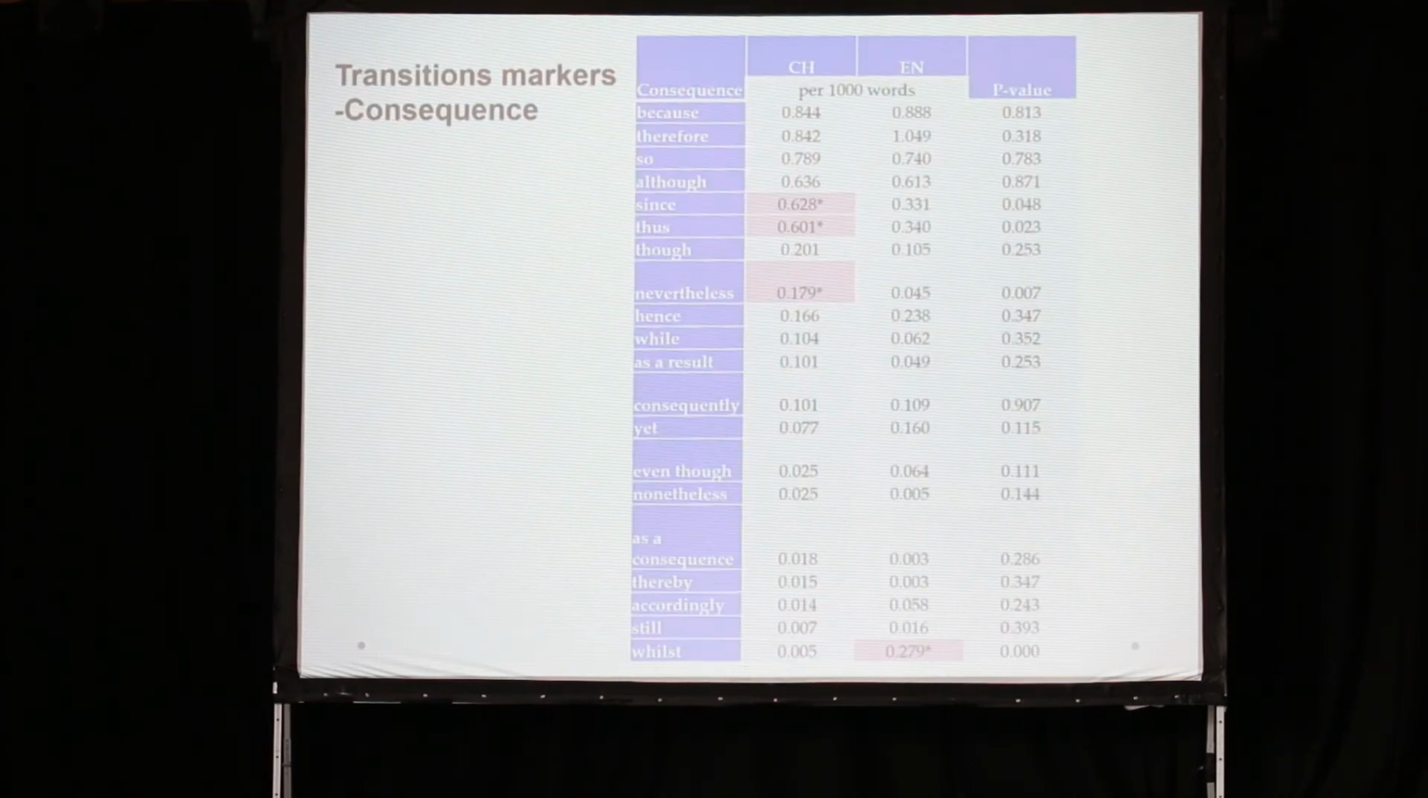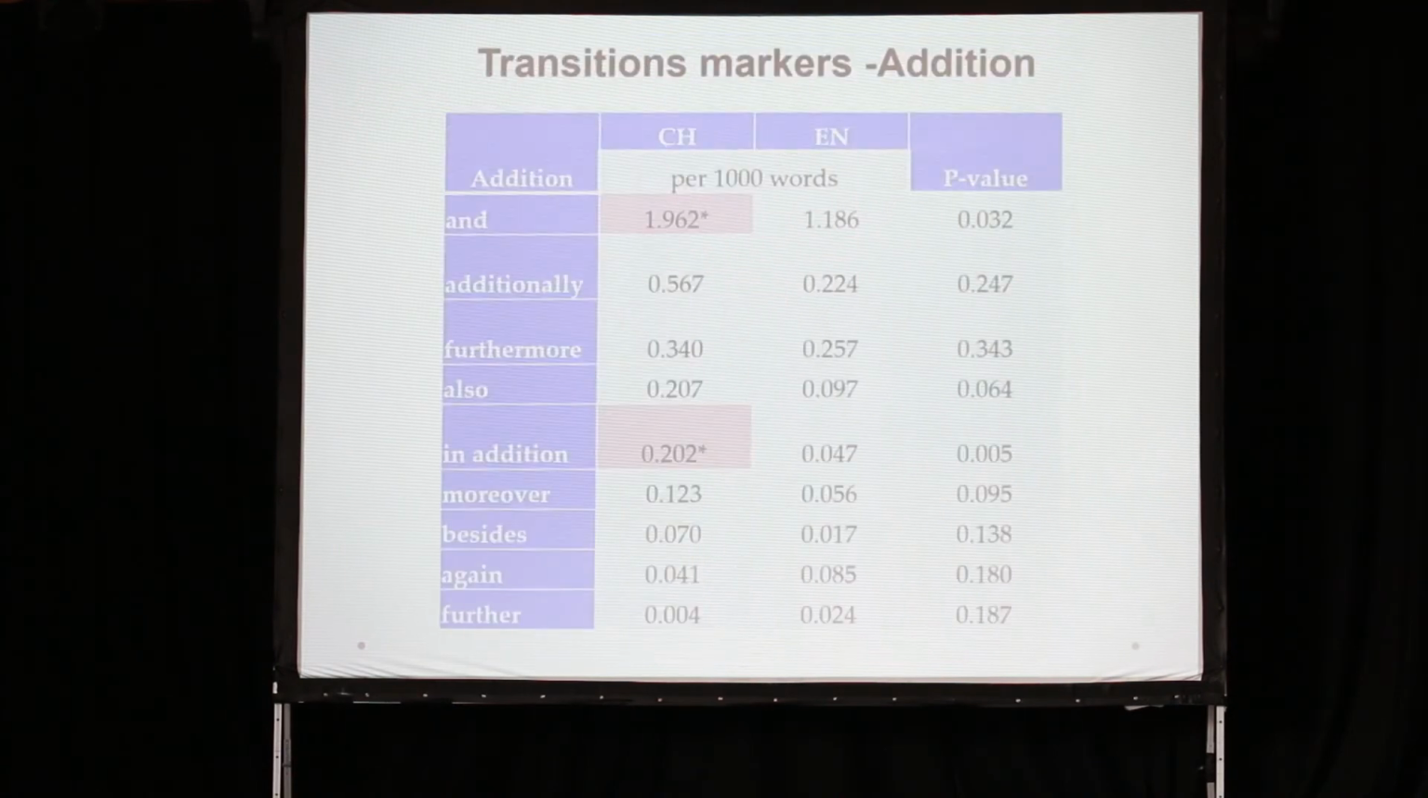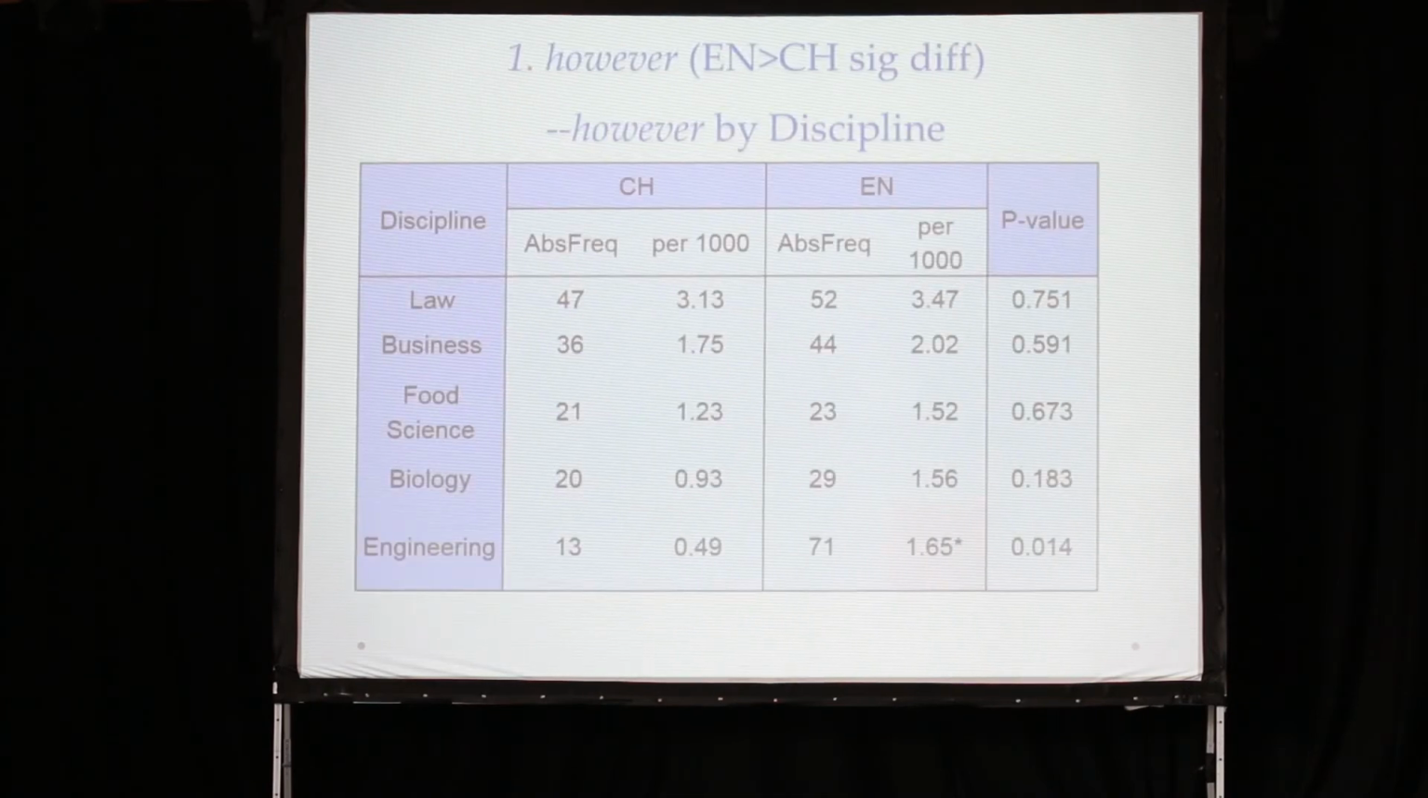This slide shows the category of consequence, like because, therefore, and so on. And this slide shows the addition category. Chinese students use significantly more and in addition than their English counterparts. Then I'm going to show you some specific items.